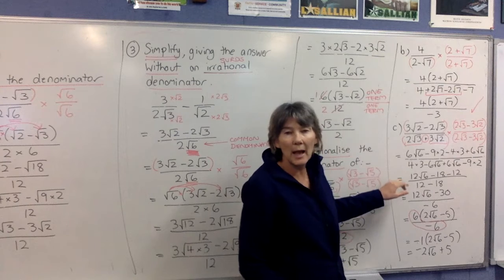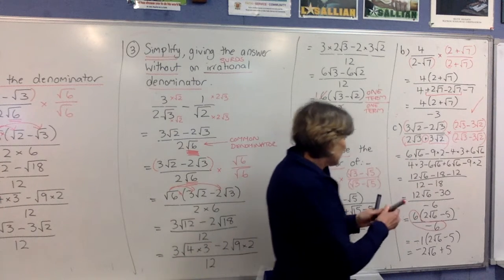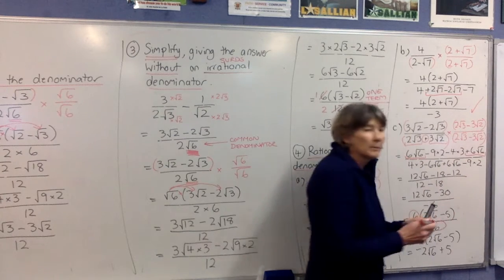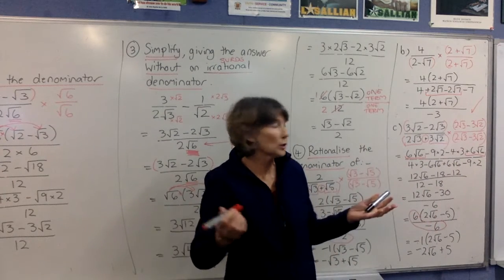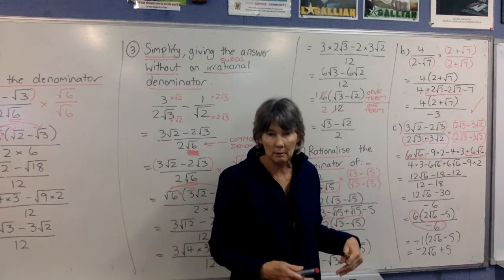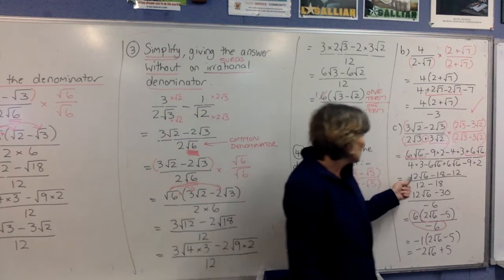Okay, let's just start simplifying this down a little bit. So I've taken this and collected them. They are like surds, like terms. 6 root 6 plus 6 root 6, 12 root 6. It's like 6x plus 6x, 12x. So 12 root 6.